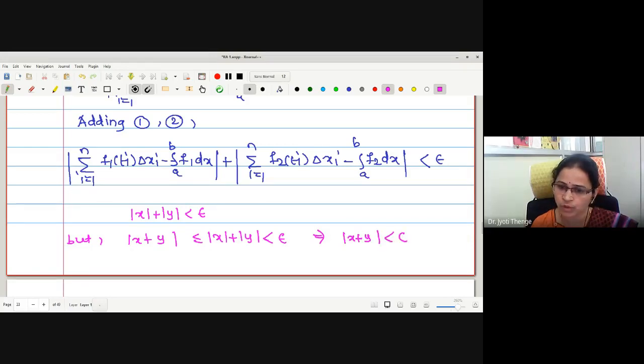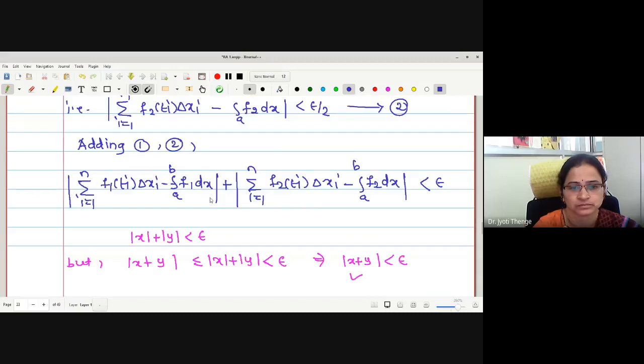Yes, ma'am. Correct? Therefore, let me add these two. This is mod x plus mod y less than epsilon. With this result, I can say mod of x plus y is also less than epsilon. Therefore, let me put these two different modulus in a single one.